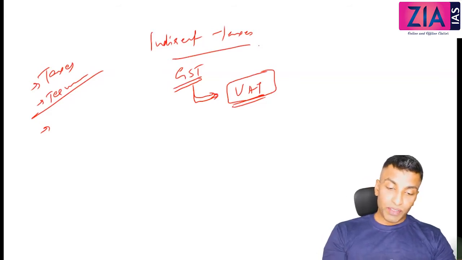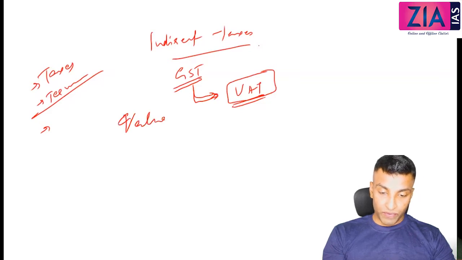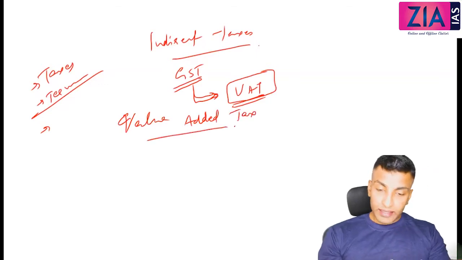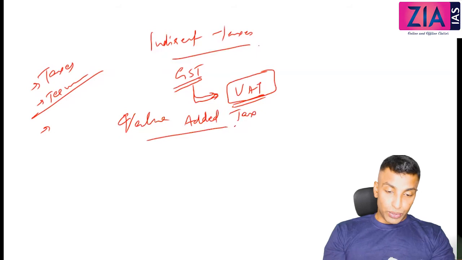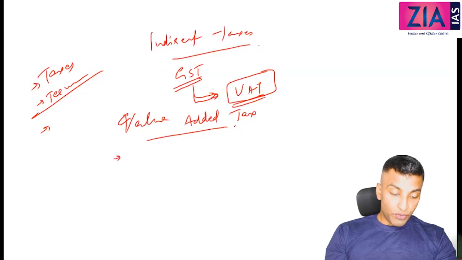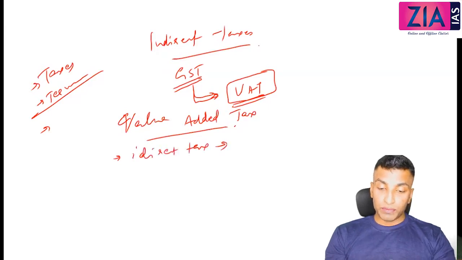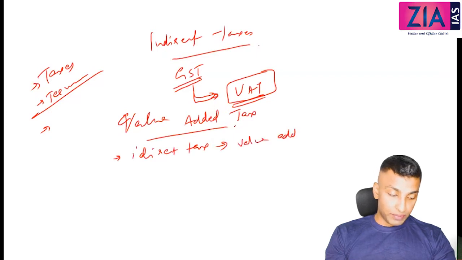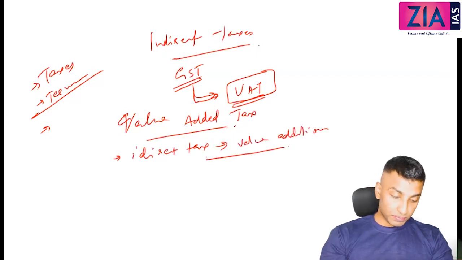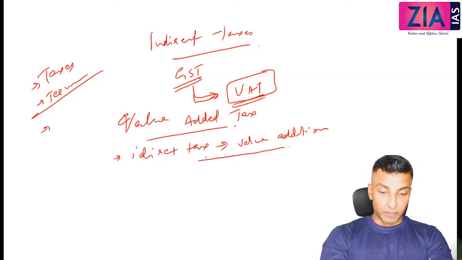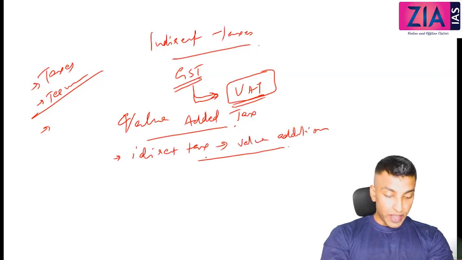So just give a heading now, value added tax. It is directly from NCERT only. Okay, so it is an indirect tax. Just write one line. It is an indirect tax which is imposed on value addition in goods and services, in each stage of economic activity.